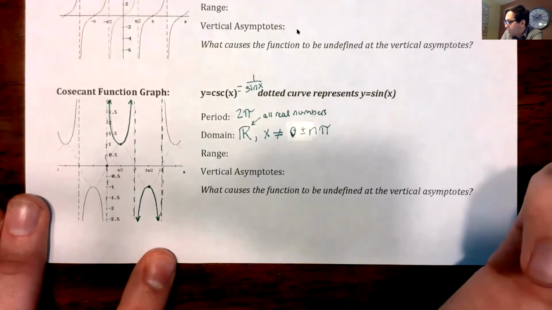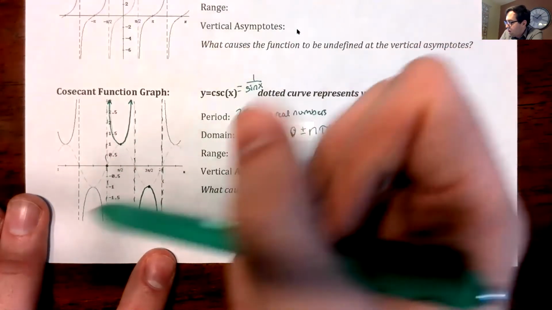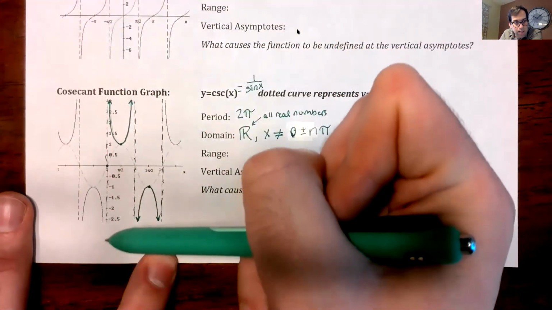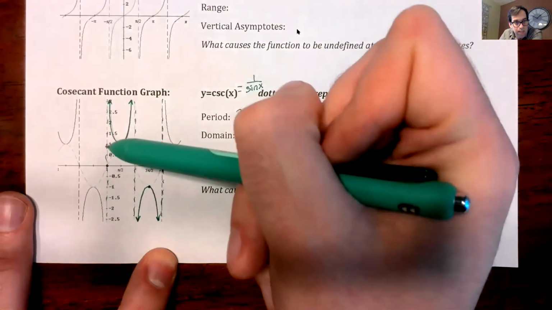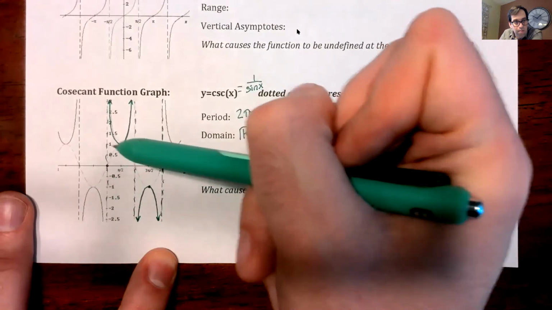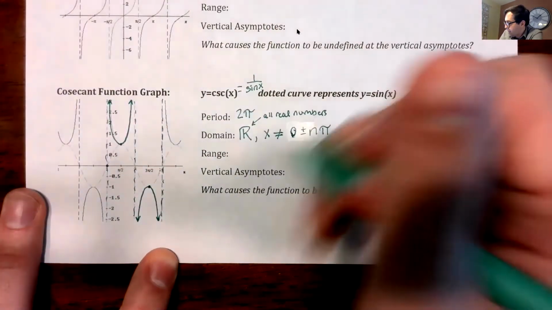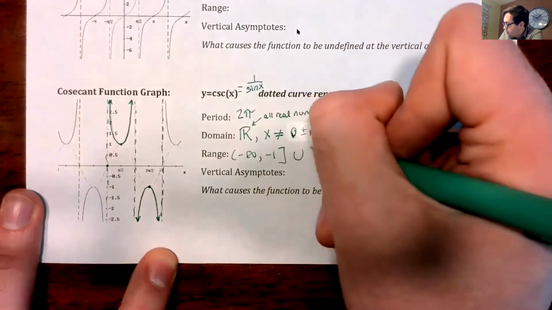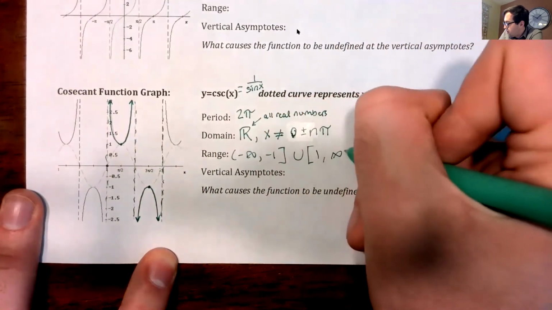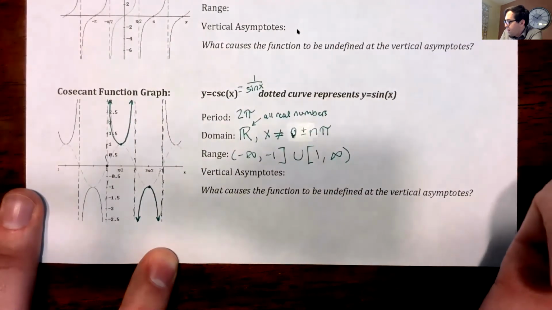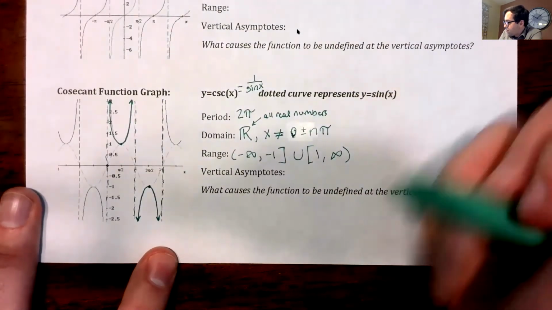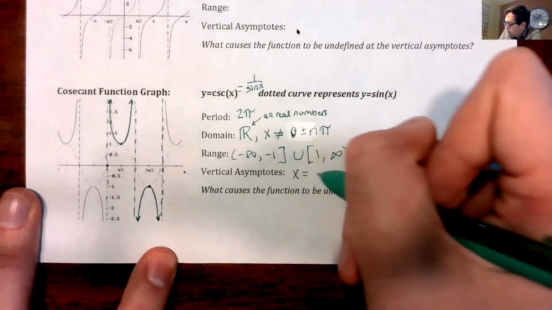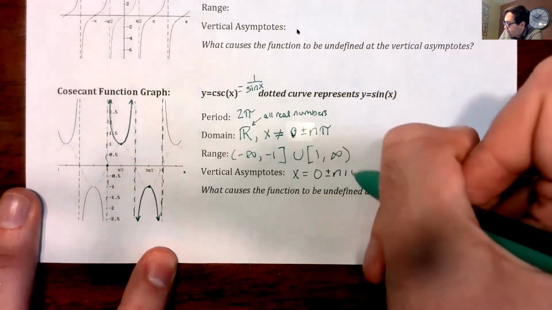The range this time is going to go, if we kind of go up the y-axis, everything is included until here. There's a big gap between -1 and 1, and then it picks up again. So we're going to write that like this. And the vertical asymptotes are all those places that we left out of the domain. So we would write that as 0 plus or minus n pi.